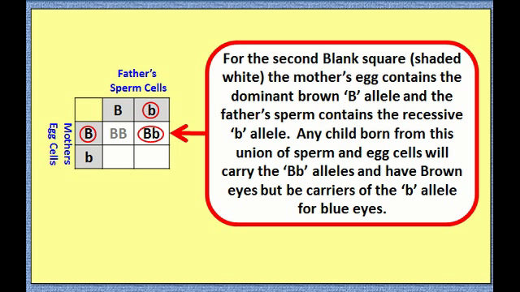For the second blank square, shaded white, the mother's egg contains the dominant brown, capital B allele, and the father's sperm contains the recessive b allele. Any child born from this union of sperm and egg cells will carry the uppercase and the lowercase b alleles and have brown eyes but be carriers of the lowercase b allele for blue eyes.